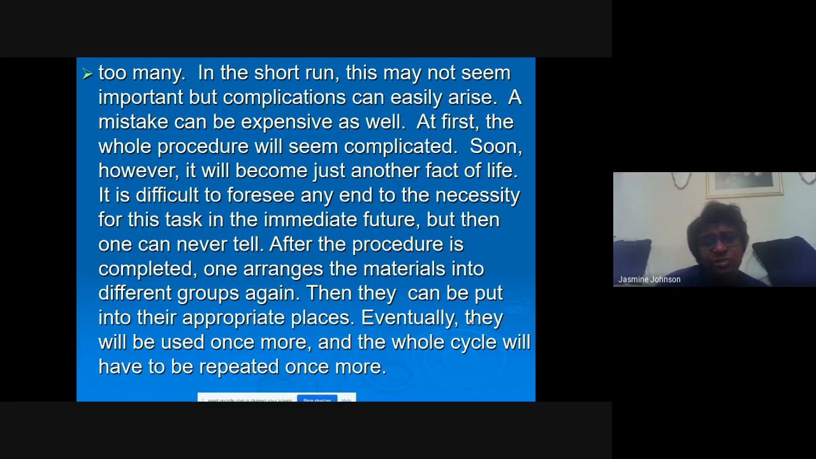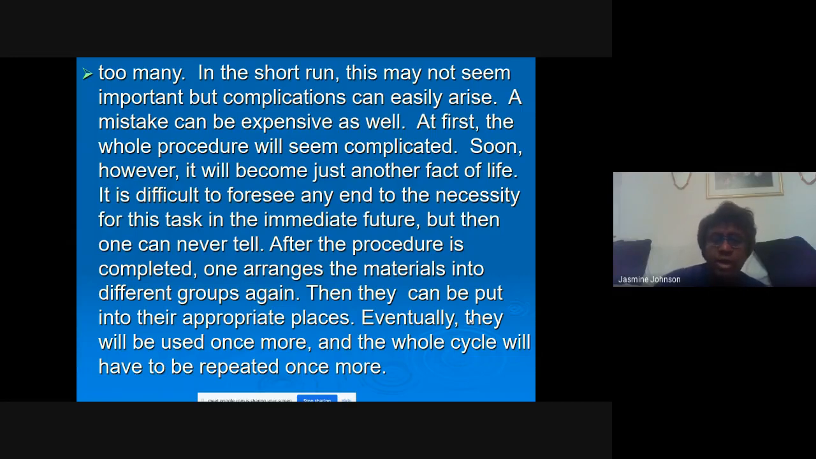After the procedure is completed, one arranges the materials into different groups again. So I'm sorting again. I begin my procedure by sorting. I do something. I have to be careful with what I'm doing, or it can cost a lot of money. And then I'm going to sort again. All right. Then they can be put into their appropriate places. Okay, so I'm sorting, organizing, putting up. Eventually, they will be used once more, and the whole cycle will have to be repeated again.